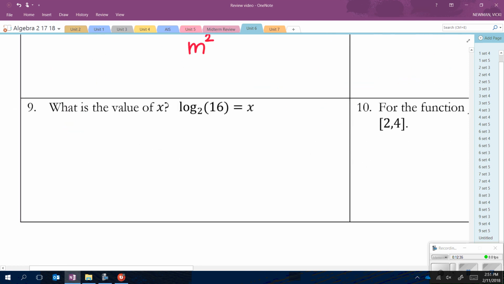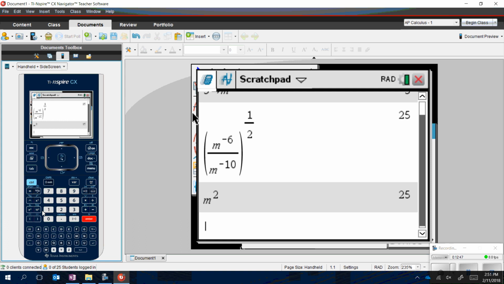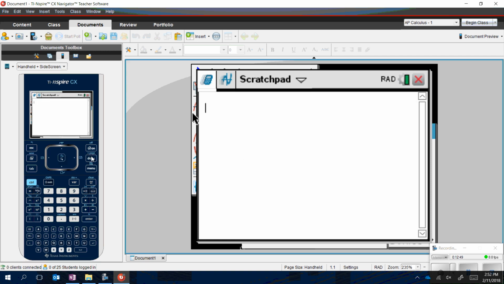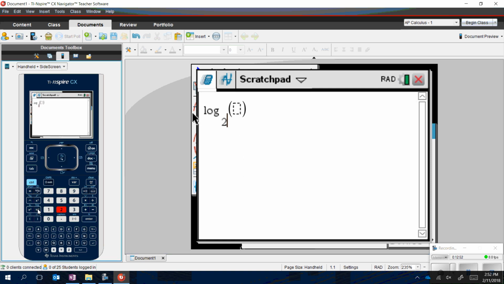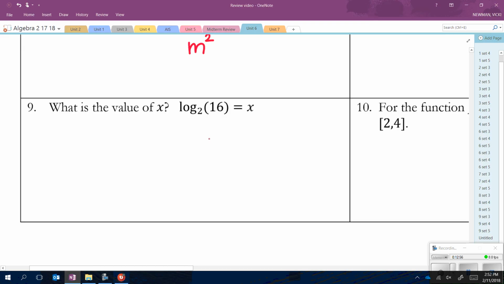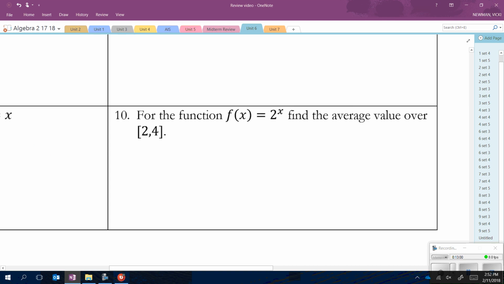Okay. What is the value of x? A lot of people in the room probably think they're supposed to do something here. Stop. Freeze. x is by itself. Use your calculator. Log base 2 of 16 is 4. It's over. x equals 4. Yes, that was an easy question.